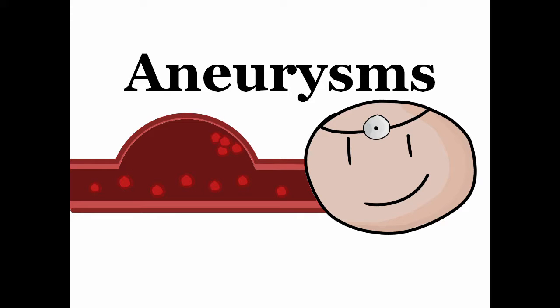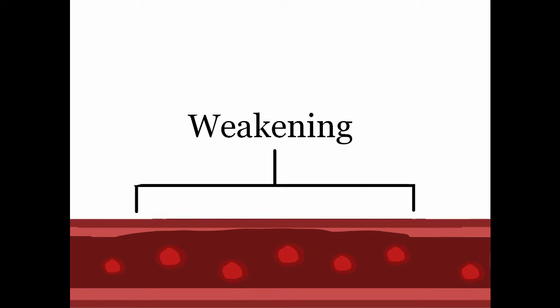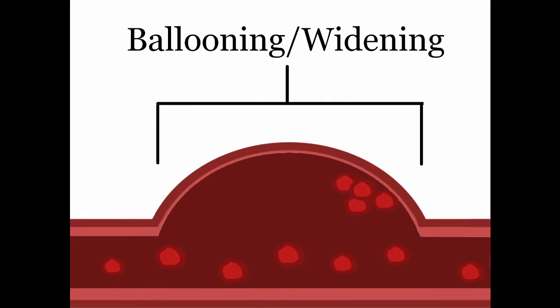Today's topic is aneurysms. To start off, we need to know what an aneurysm actually is. So, what is it? An aneurysm is any part of the artery that has become weakened. This causes ballooning or widening of the artery. The bigger the bubble, the more susceptible it is to popping.